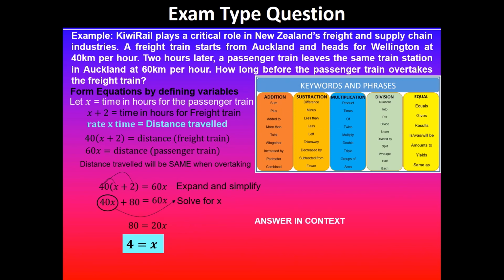And then we answer the question in context. So we can say it will take 4 hours before the passenger train will overtake the freight train.